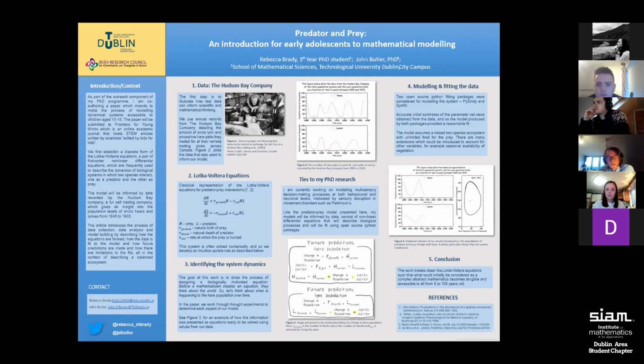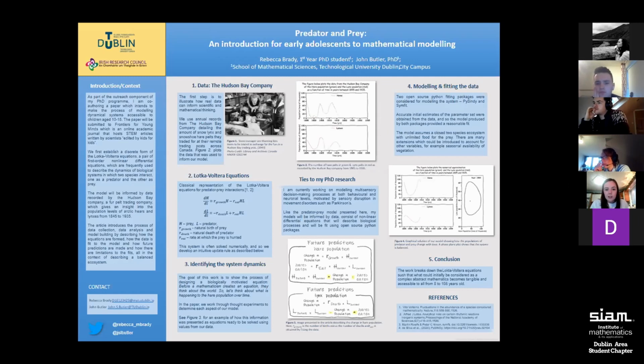Just to give you a little bit of background as to my own research and how this links into it: I'm working on modeling multi-sensory decision-making processes at both neuronal and behavioral levels in people with movement disorders, such as Parkinson's disease. Like the predator-prey model, my model will be informed by real-world data. It'll be electrophysiology data, and it will consist of not necessarily nonlinear equations, possibly linear partial differential equations. There's a couple of different ones that I'm looking at, such as the Fokker-Planck.